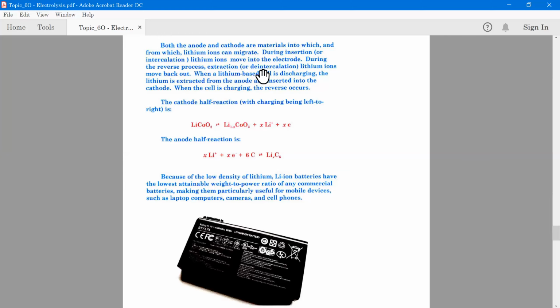When a lithium-based cell is discharging, okay, same as we've seen for some other batteries, the lithium is extracted from the anode and inserted into the cathode. And when the cell is charging, the reverse occurs. So the cathode half reaction, with charging being the left to right mode and discharging being the right to left mode, consists of lithium cobalt oxide.